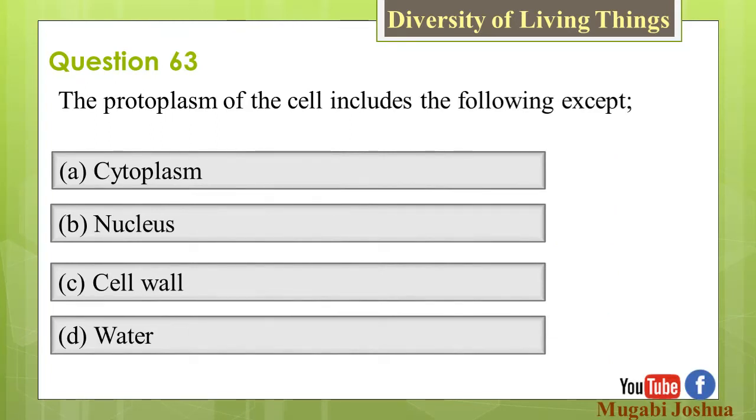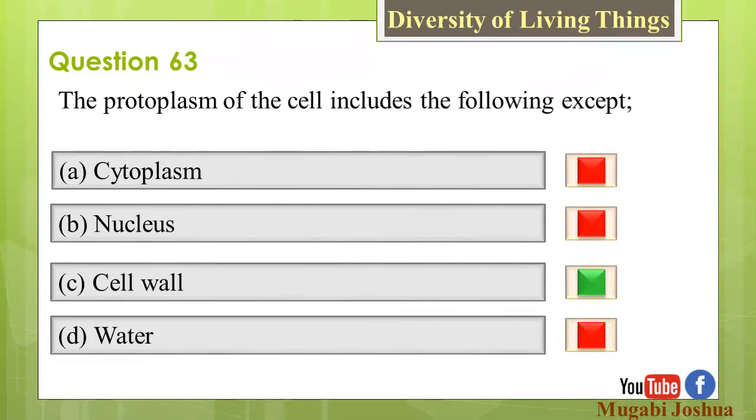Question 63. The protoplasm of the cell includes the following except A, cytoplasm, B, nucleus, C, cell wall, D, water. Which of the following alternatives is the correct alternative? The correct alternative is C, cell wall.